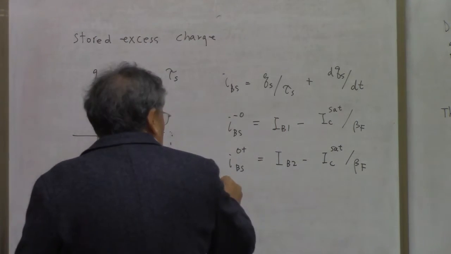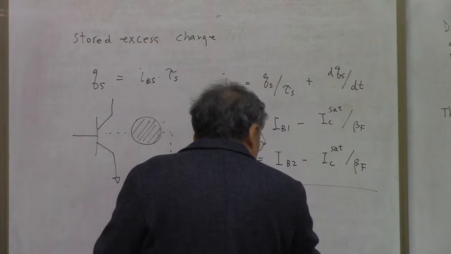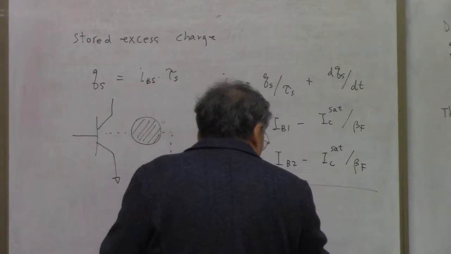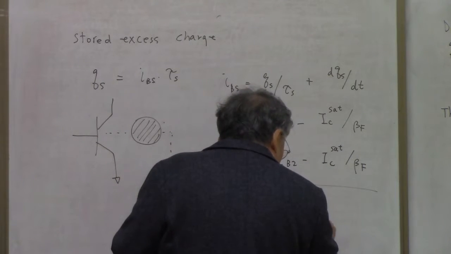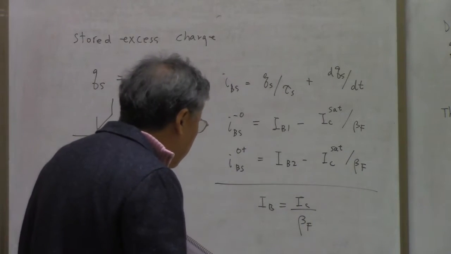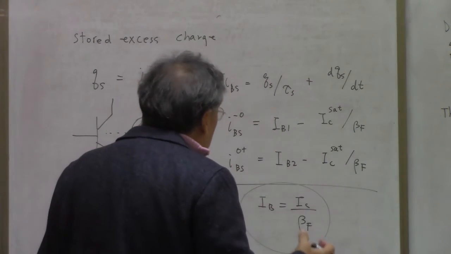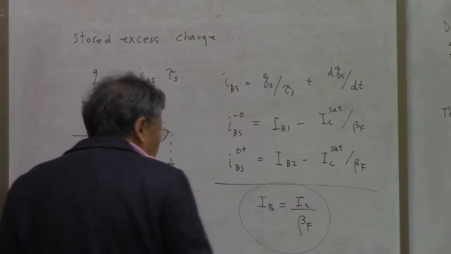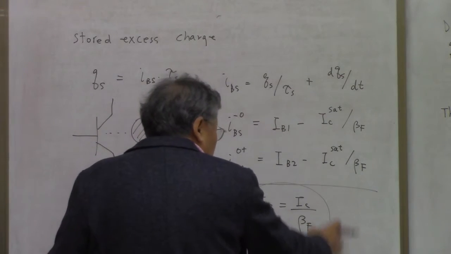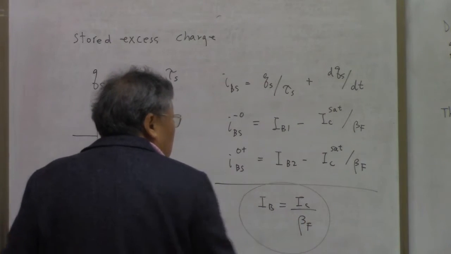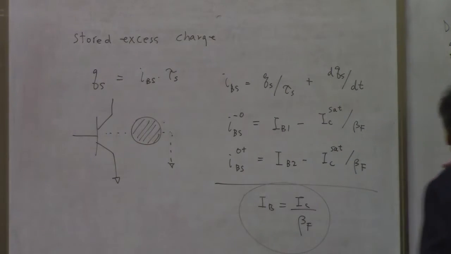So basically what this says is that the base current is supposed to be the collector current divided by the forward gain. But when you have the extra stored charges, then we have an extra current which is beyond this equation. Okay. So let me give you an example.